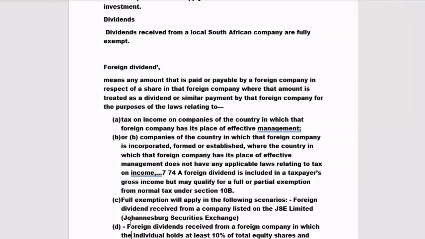So number one says that the tax on income of companies of the country in which that foreign company has its place of effective management. And then B, we're looking at the companies of the country in which that foreign company is incorporated, formed, or established, where the country in which that foreign company has its place of effective management does not have any applicable law related to that tax on income.